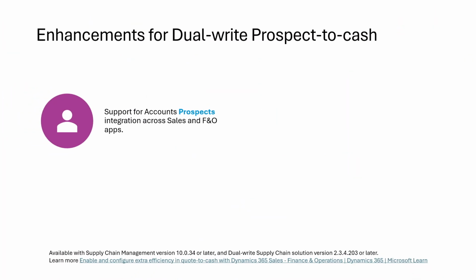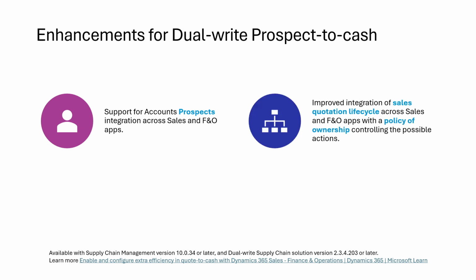The dual-write prospect-to-cash integration has been enhanced with these next features. We have introduced support for an account qualification process where the account record is created and qualified first as a prospect and then as a customer. The enhancement includes a process for automatically converting a prospect to a customer account in an integrated quotation scenario. We have improved the sales quotation lifecycle between sales and supply chain management.